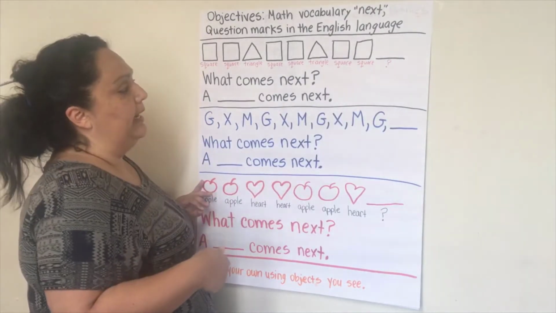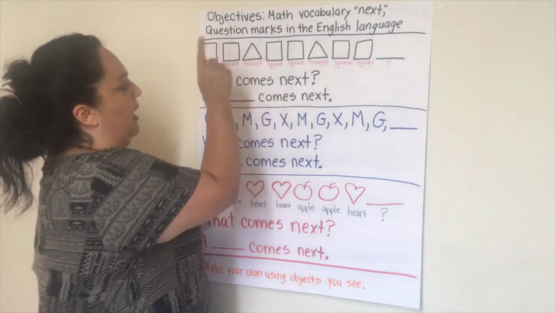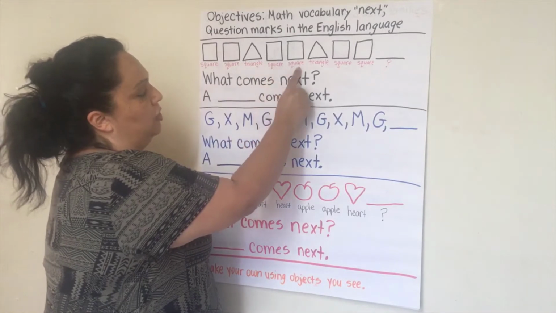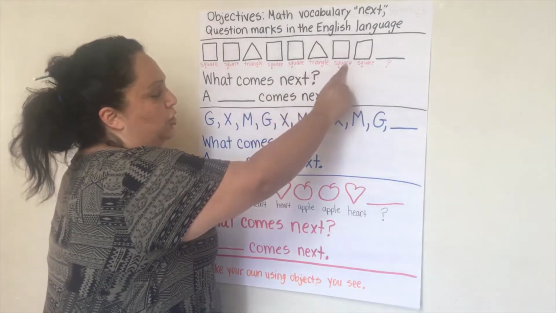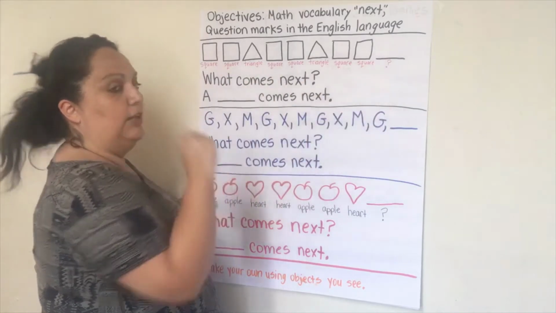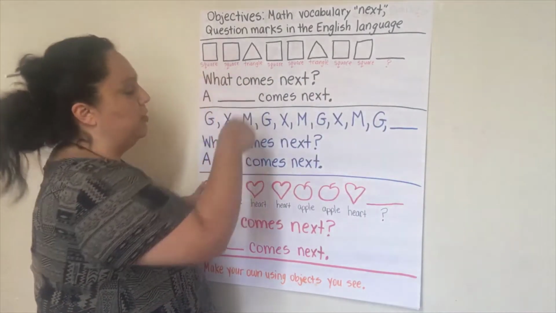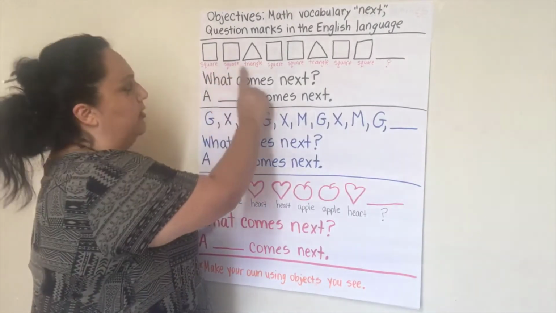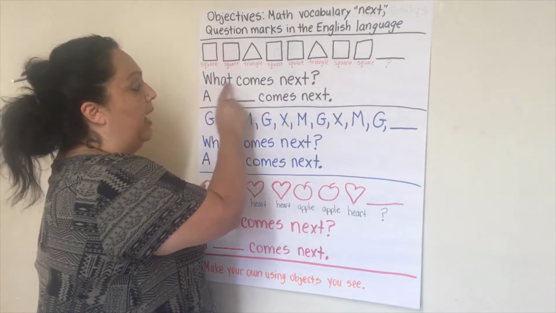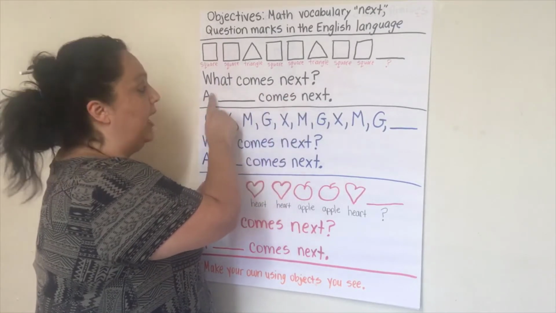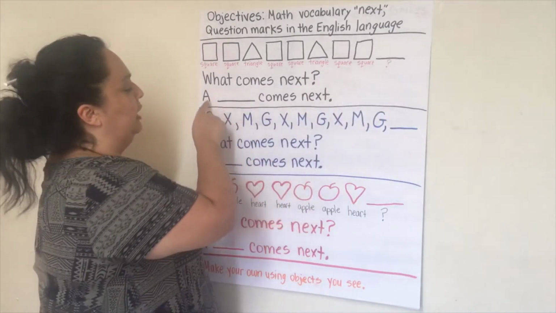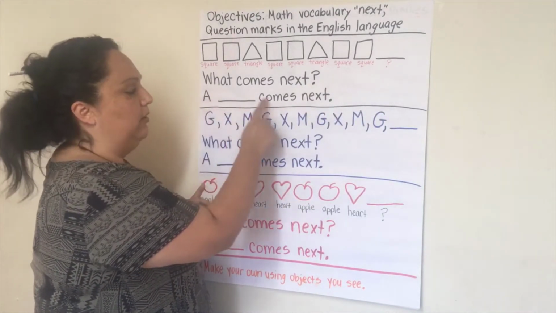So you would go ahead and model this first, okay? Square, square, triangle. Square, square, triangle. Square, square. What comes next? Then you'd have the kids do it with you. Square, square. Again, square, square. You're going to do that pattern several times. Say this with me. What comes next? What comes next? And then they should be able to say, a triangle comes next.